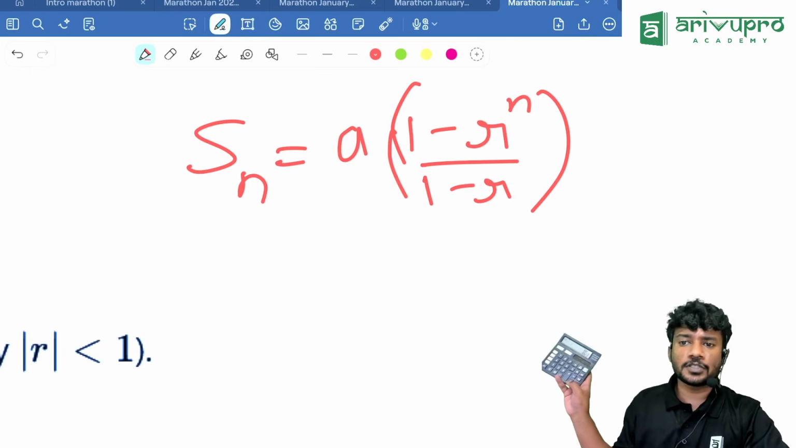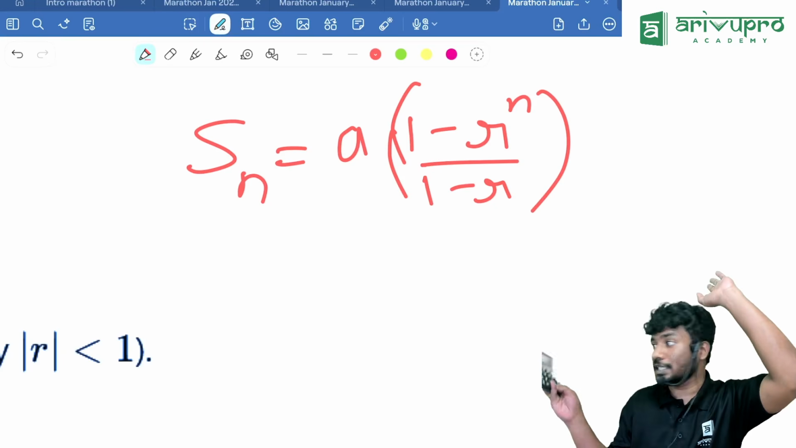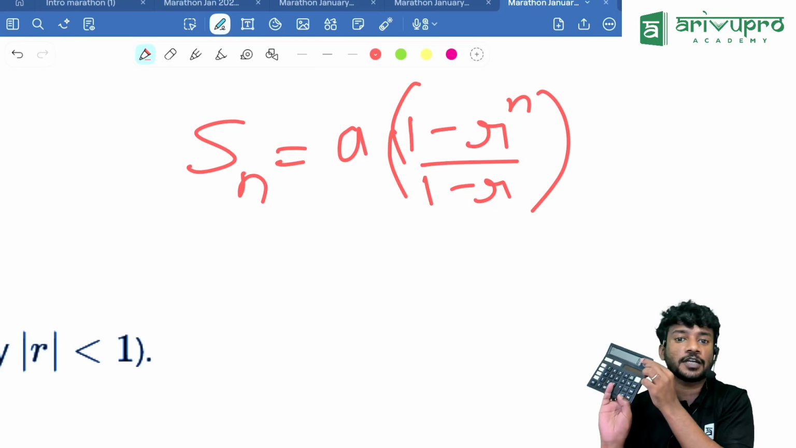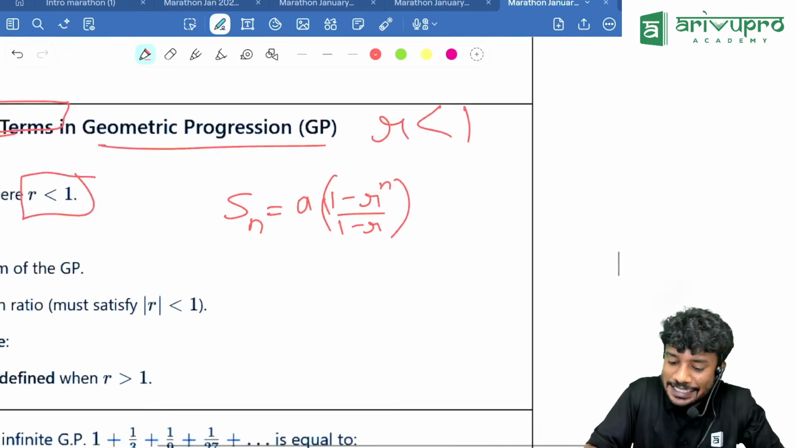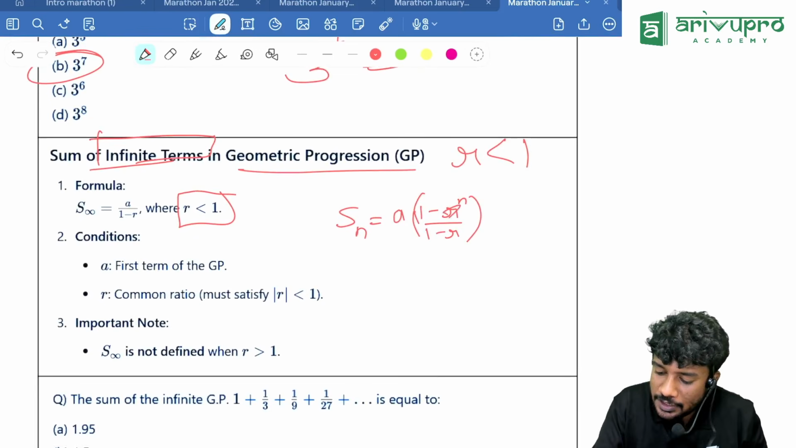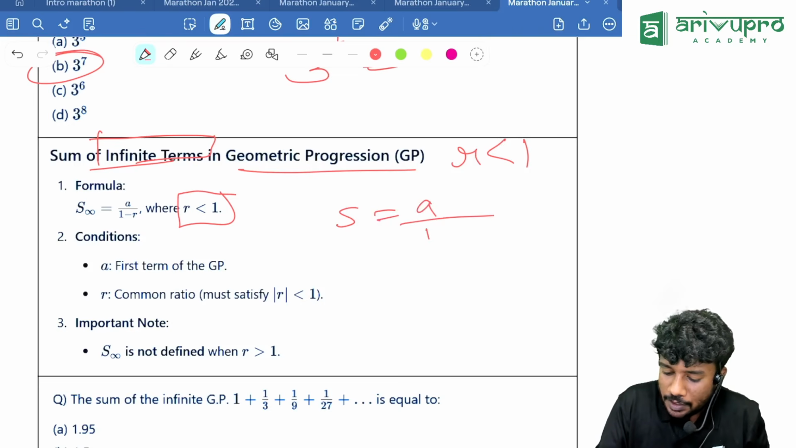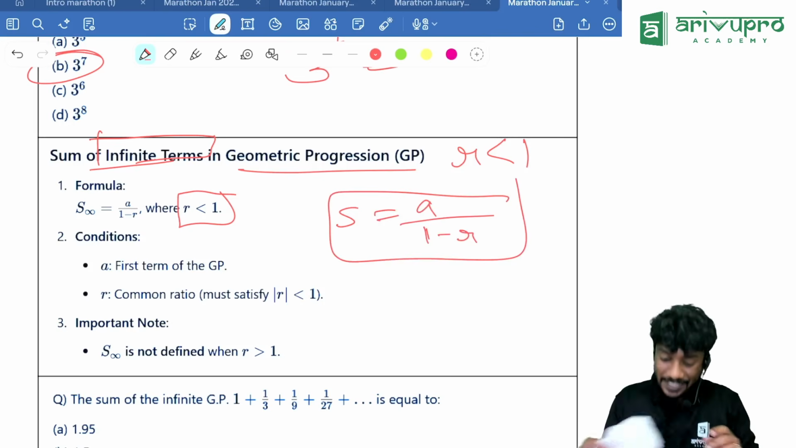How much did you get? 0.09. Again equal to. It goes on forever. That means n is going towards infinity. At the end of the day, you are going to get 0. That means when there are infinite terms, this R raised to n will disappear. The formula will be A by 1 minus R. That's how this formula comes into the picture.